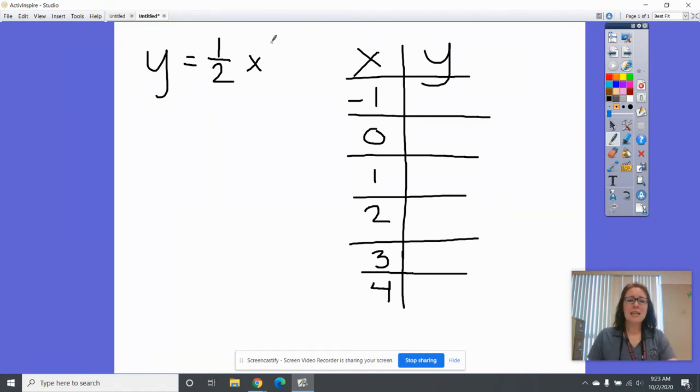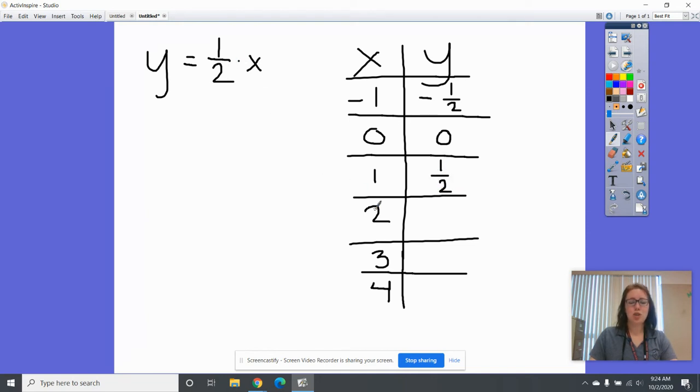Now we're going to plug in the x value. So for this first one, to find what y is, we do 1/2 times x, which is -1. So 1/2 times -1 is -1/2, or -0.5 if you prefer decimals. The next one is 0. 1/2 times 0 is just 0. And the next one is 1/2 times 1, which is 1/2.